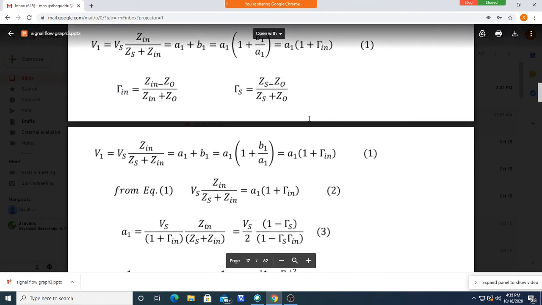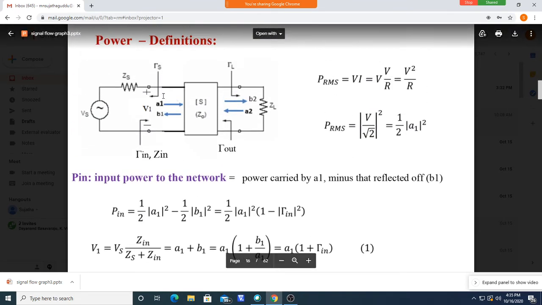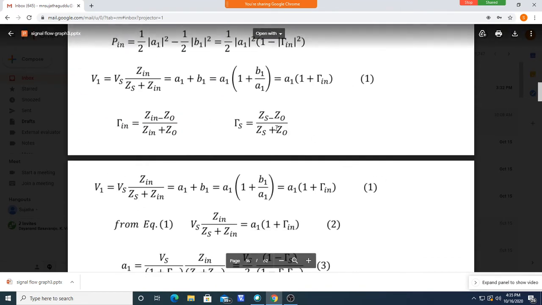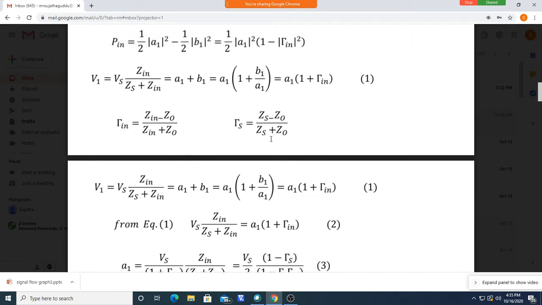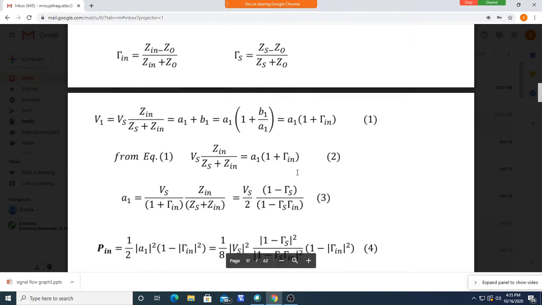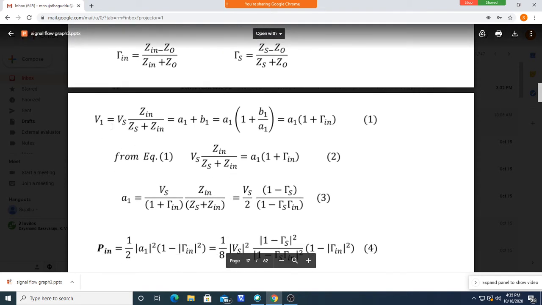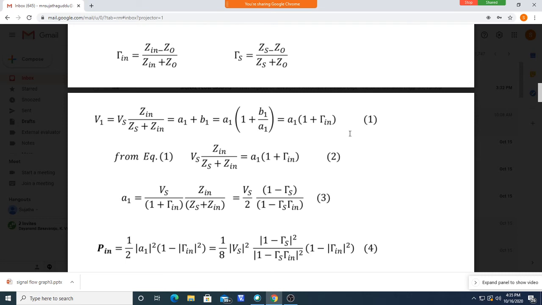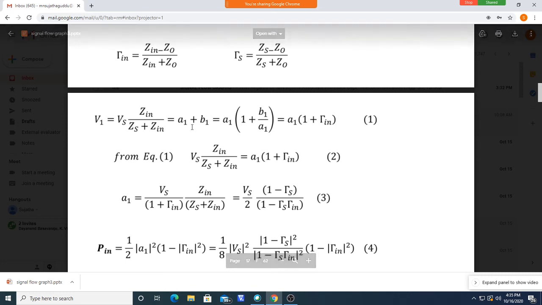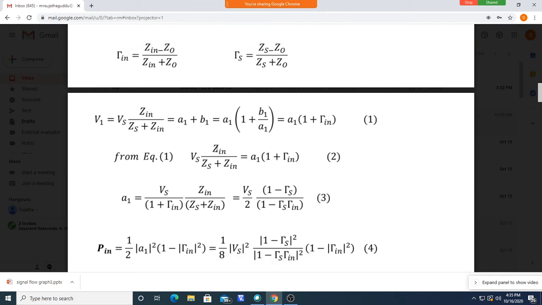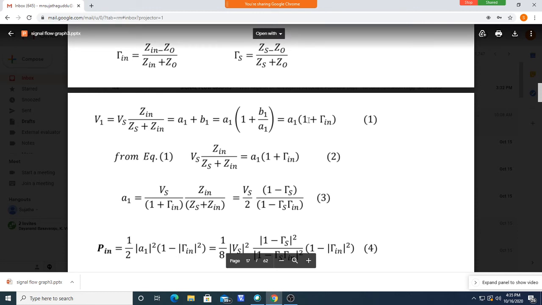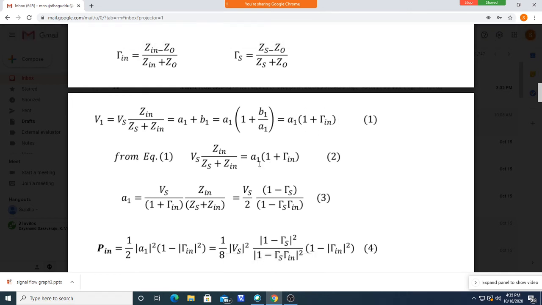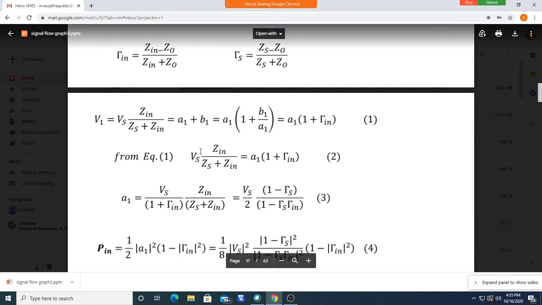So now, ΓS is similarly here. It is based on this. Okay, it is Zs minus Z0 divided by Zs plus Z0. Okay, so now V1, it is also equal to this. Now from equation 1, see here, from equation 1, you can simplify like this. What is this? Vs Zin by Zin. You take it. This is equation 1. Equation 1 is this complete. Okay, I have taken this one plus this last term. Okay, all are equal. Okay, so A1 times 1 plus Γin equal to this.